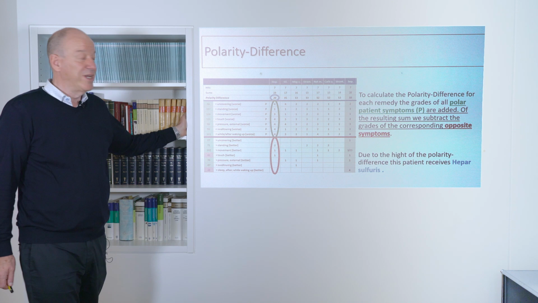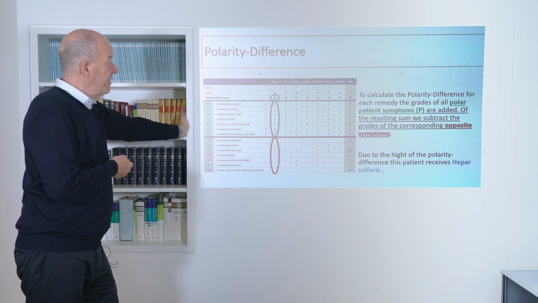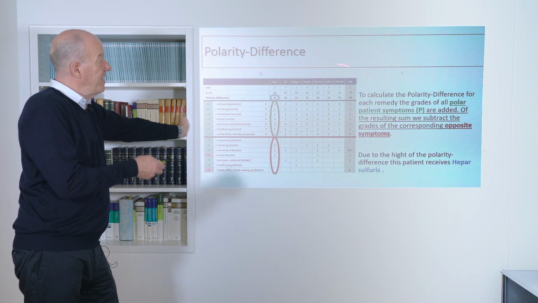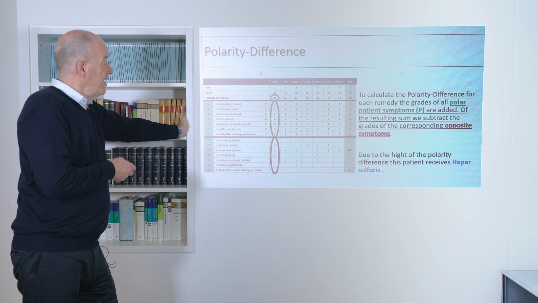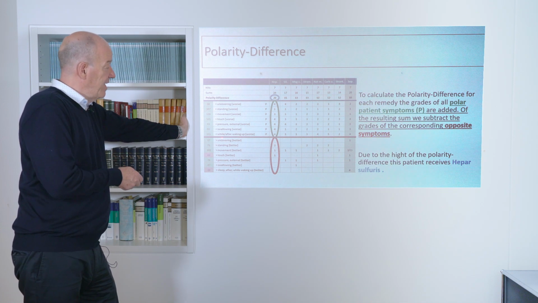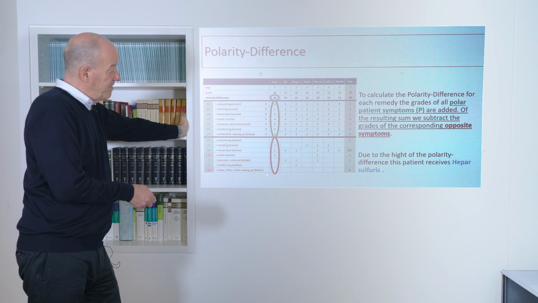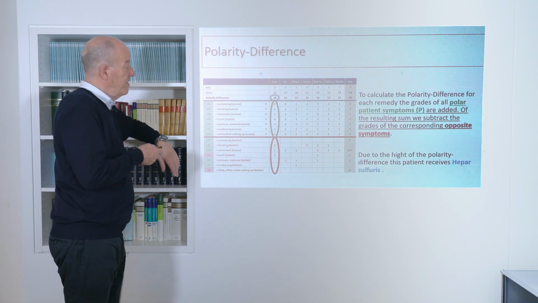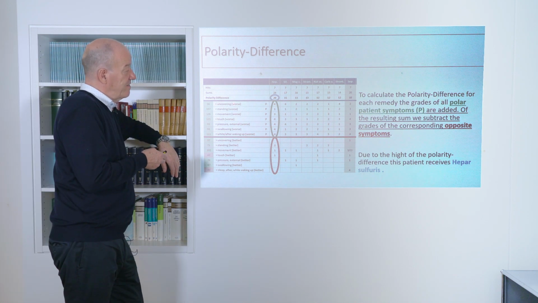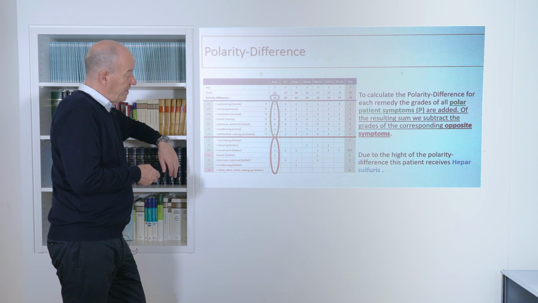Here you see how we calculate the polarity difference. In the software, after you've entered the symptoms, you have this display here. The remedies, the polarity difference, here between the blue and the red line, and the patient symptoms that you entered, and below the red line we have the opposite polar symptoms of the patient symptoms. So here, for instance, uncovering aggravates is the patient symptom, the opposite symptom is uncovering improves.